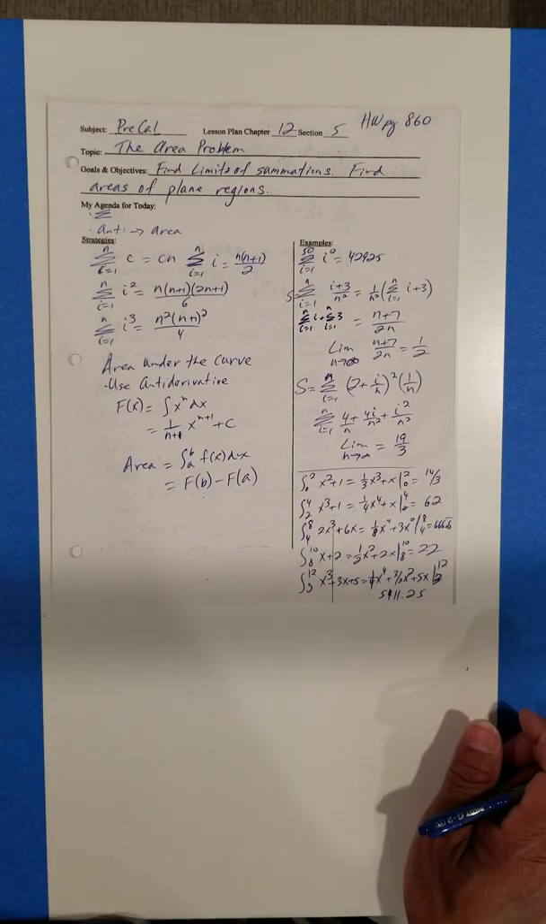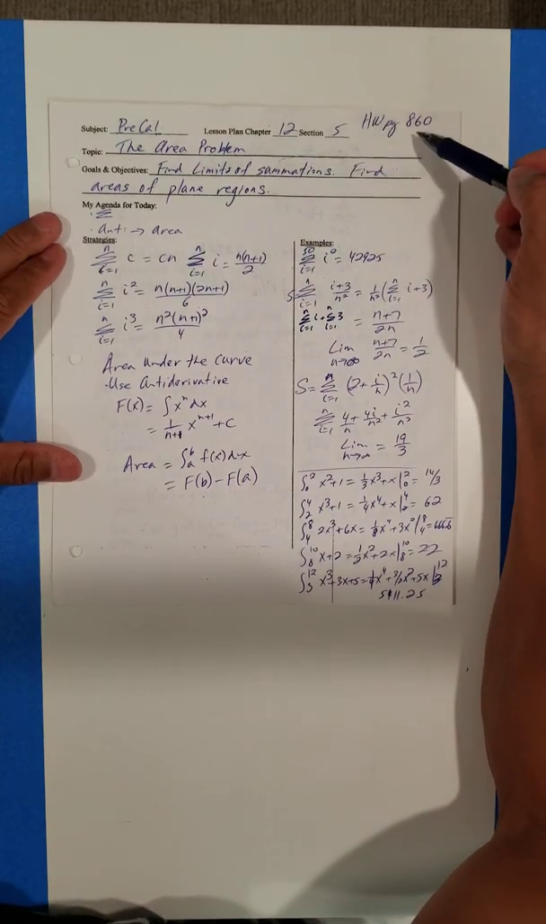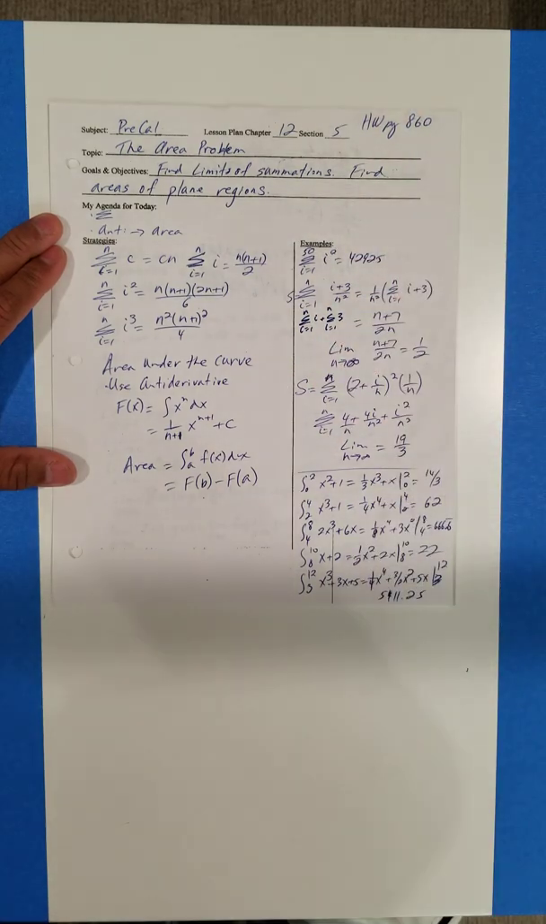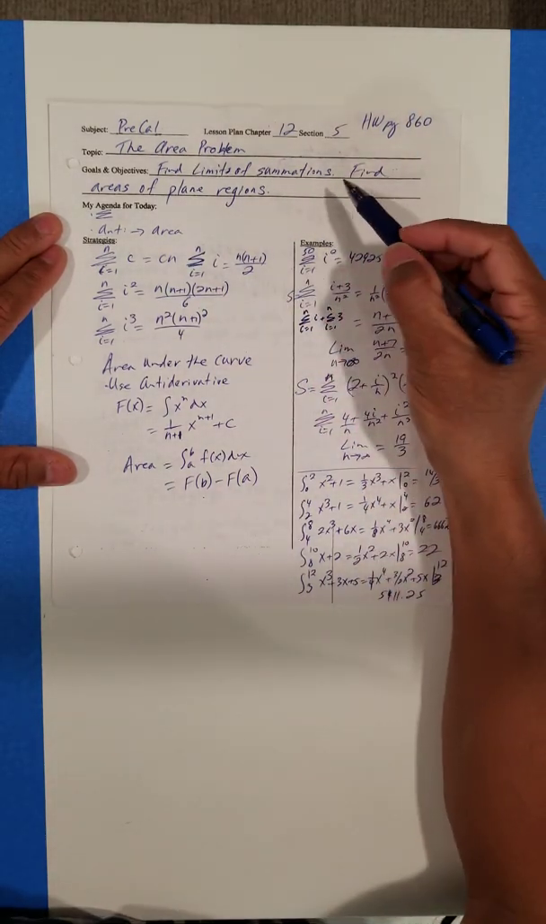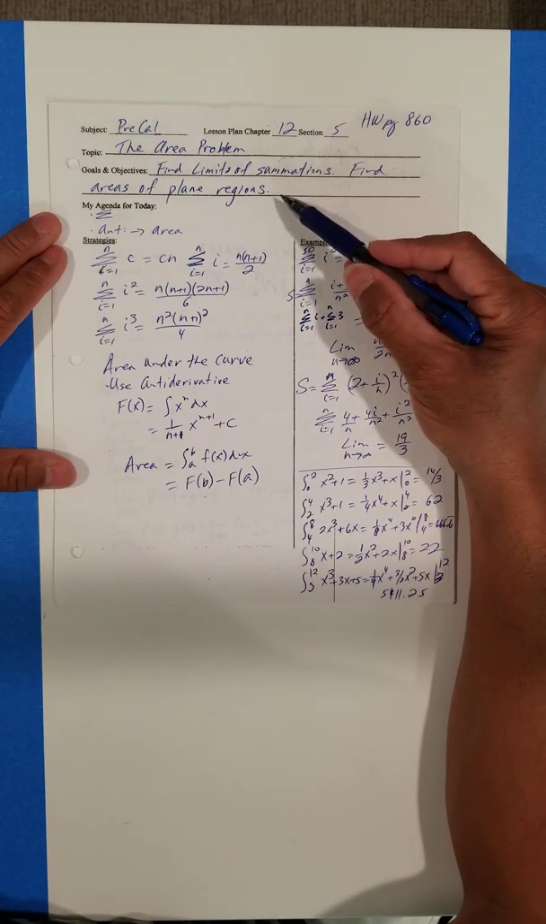Okay, here we go. Pre-calculus, chapter 12, section 5, homework page 860. The area problem. Area under the curve. So in this lesson, we want to find limits of summations and find areas of plane regions.